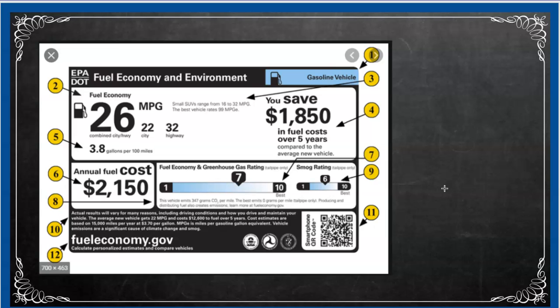Now, this is one of those stickers that you see when you go to buy a car. So this right here, the 26 is what I want you to look at. 26 miles per gallon. This MPG is miles per 1 gallon. What that means is that's how many miles you could go on 1 gallon of gas. And I wanted to show you an example of that.